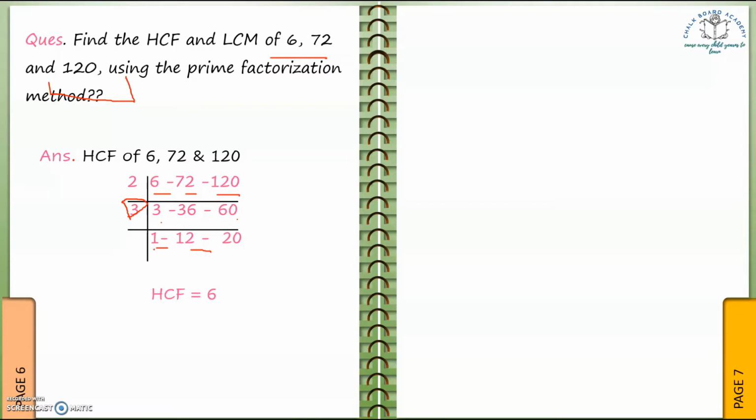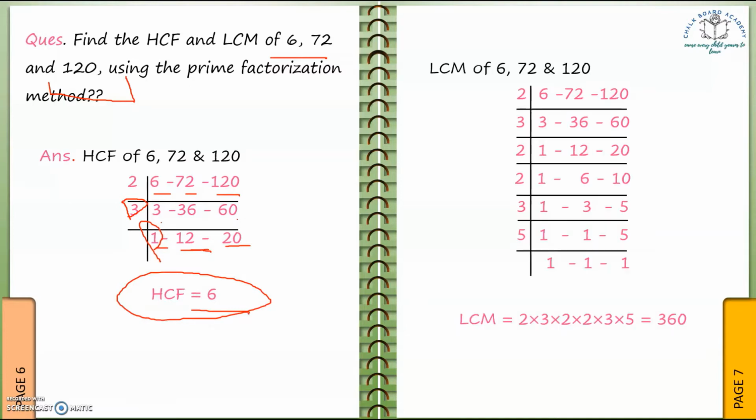So we got the result for 6 as 1, and for the second number, that is 72, we got 12, and then the third number here we got 20. So the HCF, now we cannot have a further common factor because already one number here has resulted in 1. So HCF here is 6. Now to find out the LCM, we have to further divide. So here we have left that part in the question while calculating HCF.